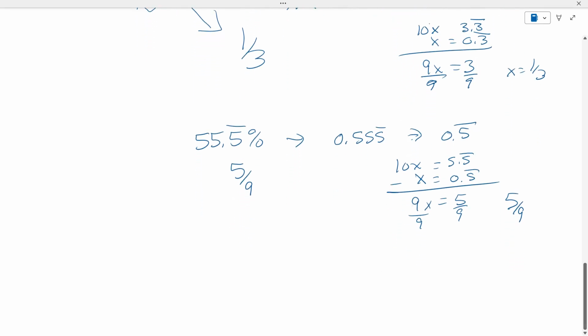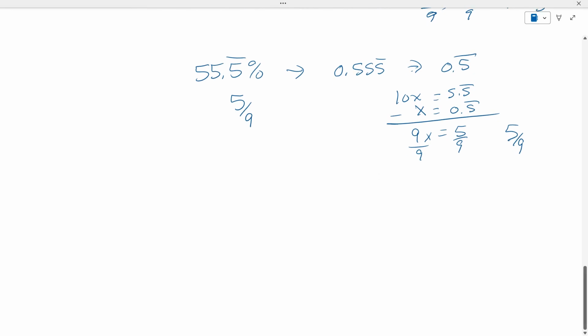Now, to change fractions into a percent, if we have like 3/4 and I want to change that to a percent, I need to change that into a decimal first. This is 0.75 as a decimal, because if we take the top divided by the bottom, we get 0.75. And then to change a decimal into a percent, move it 2 places to the right, it's 75%.